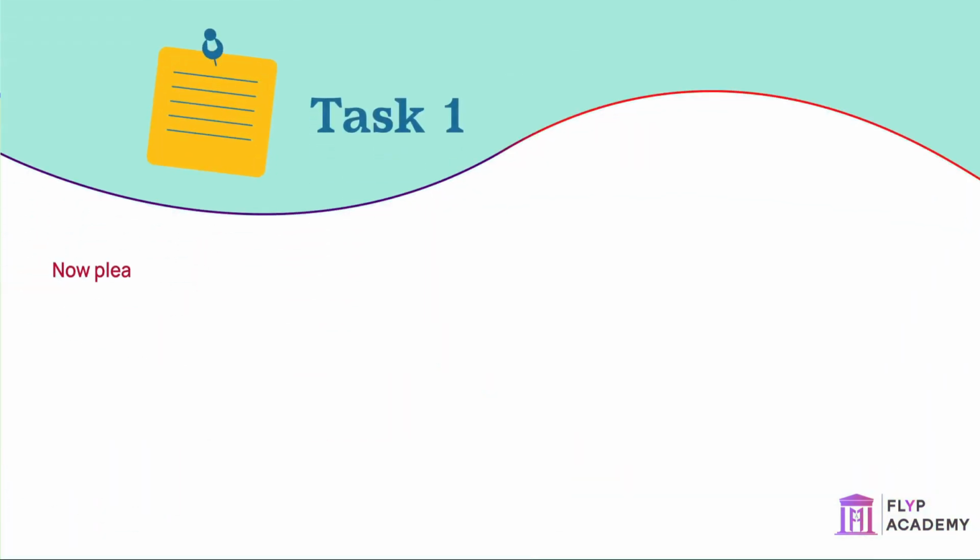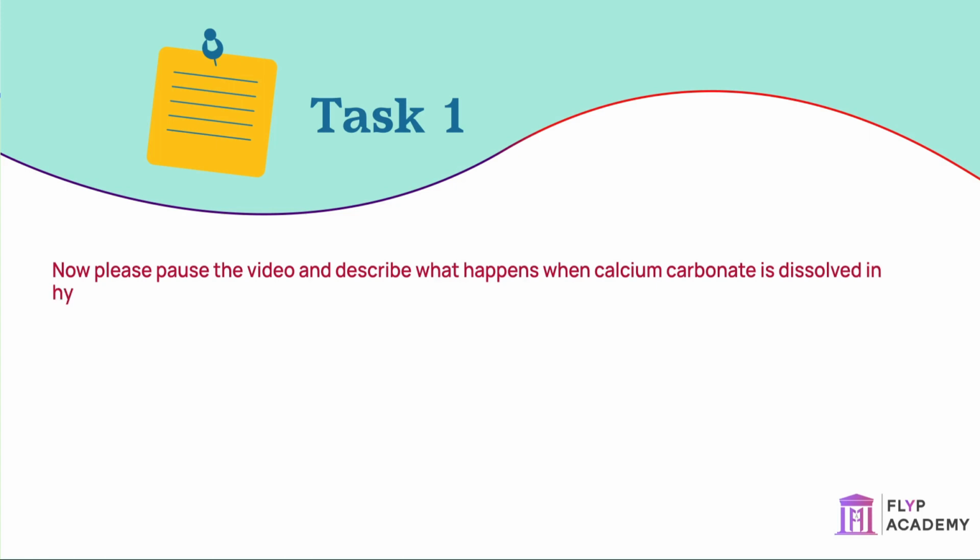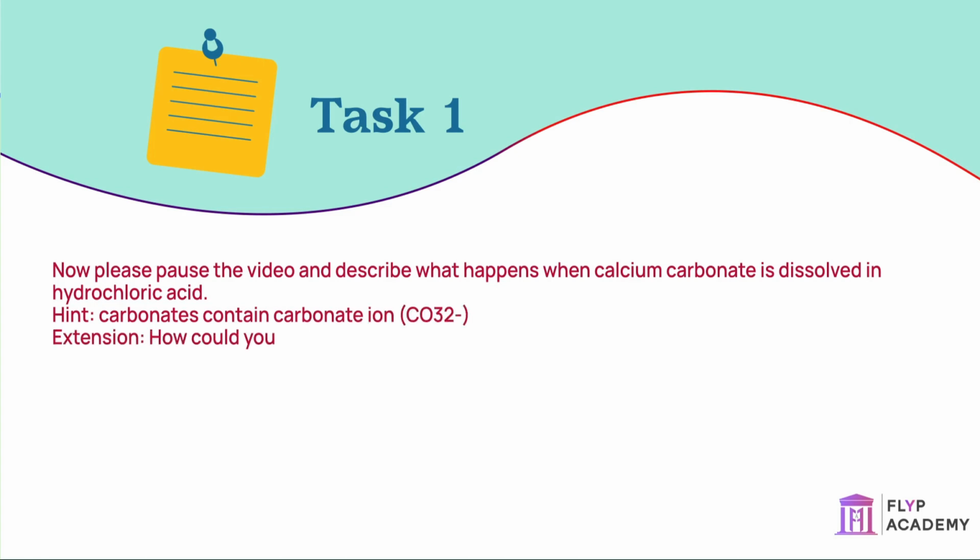Task: now please pause the video and describe what happens when calcium carbonate is dissolved in hydrochloric acid. Hint: carbonates contain carbonate ion, CO3 to the power 2-. Extension: how could you test the principle of mass conservation? Now let's discuss your answers.